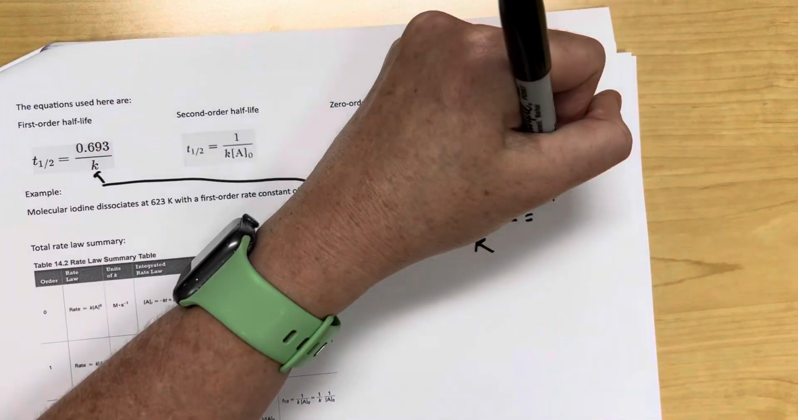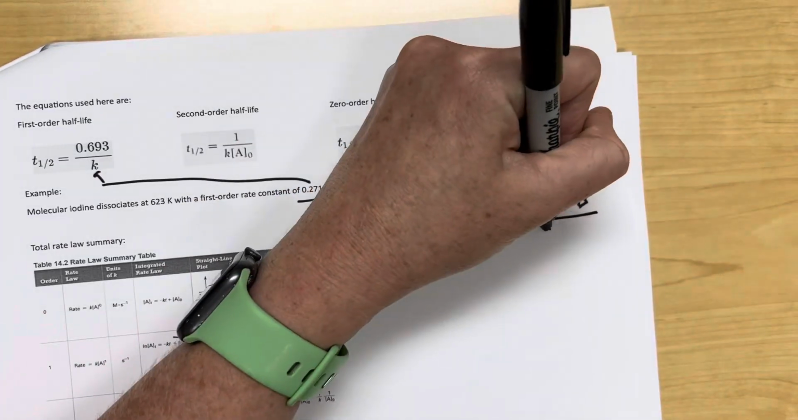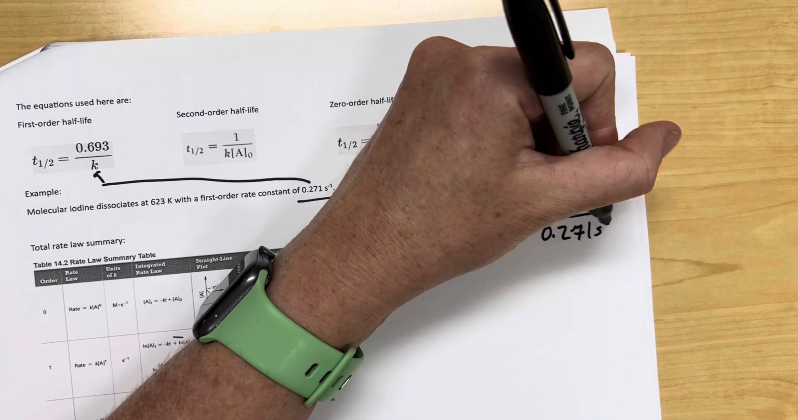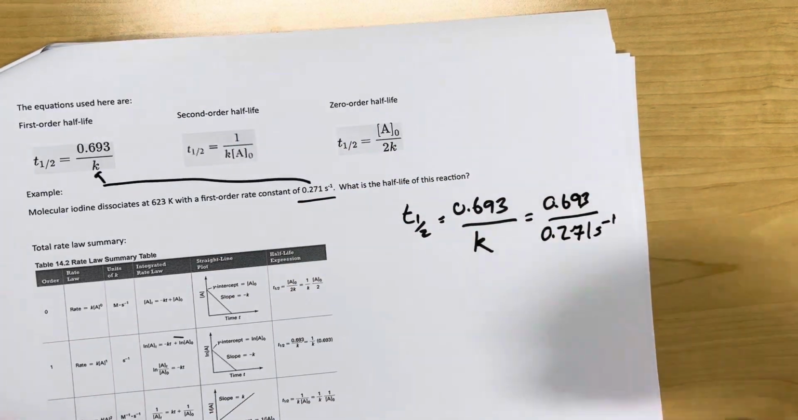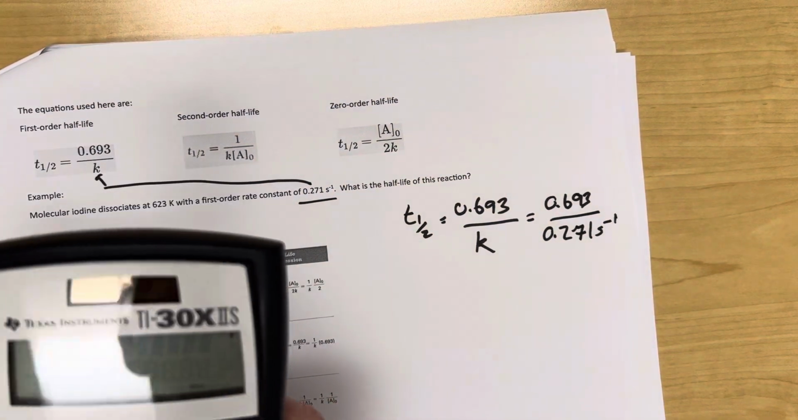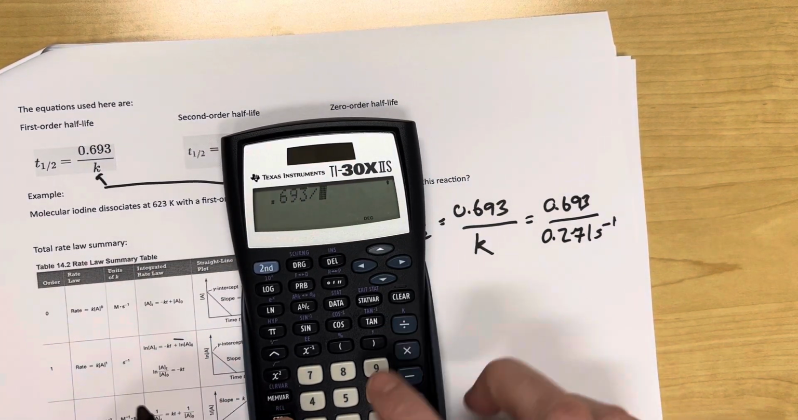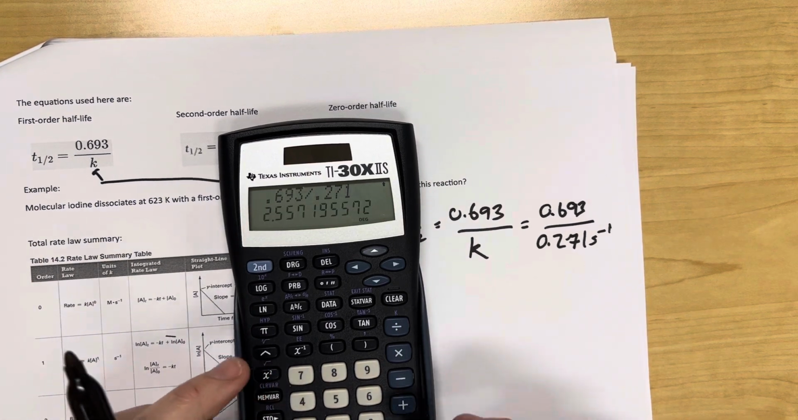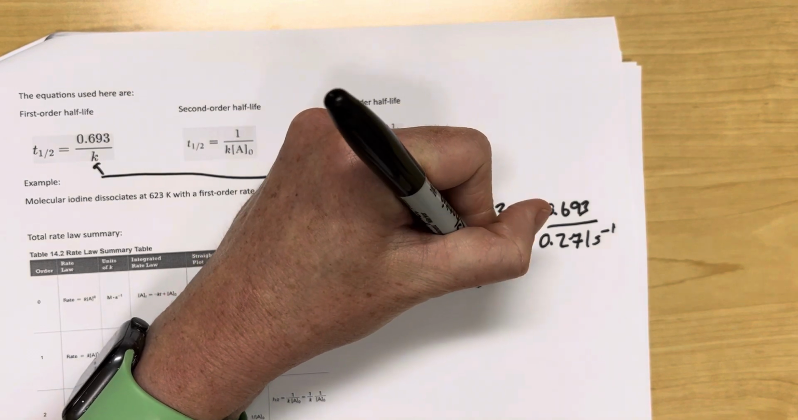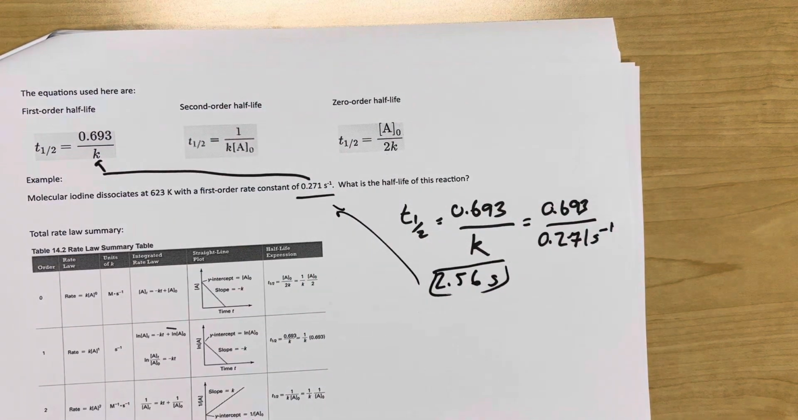All right, so now we take 0.693 and divide it by our 0.271 inverse seconds, which actually brings the seconds up to the forefront. And if I take 0.693 divided by 0.271, I get an answer of 2.56 seconds. So that would be the half-life of molecular iodine dissociating.